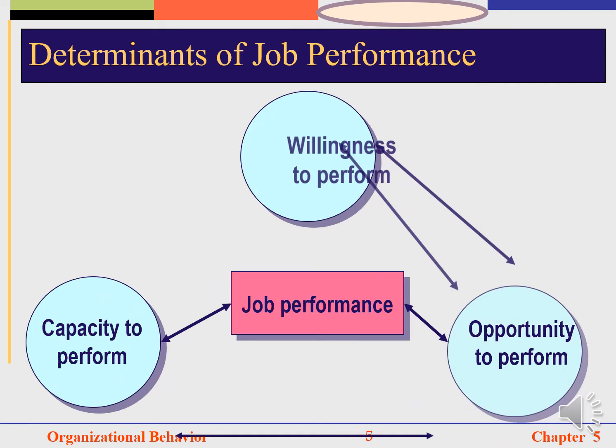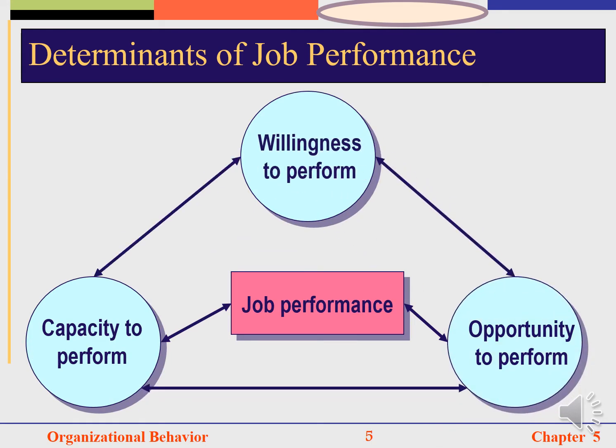Look at this figure. This figure describes the determinants of job performance. In the center of the figure, you may find in a red square, the job performance. Job performance is an outcome of the interaction among three variables: the willingness to perform, opportunity to perform, and capacity to perform. What is motivation in these three variables? Yes, it is the willingness to perform. The willingness to perform is the desire to perform, and this is the motivational factor.